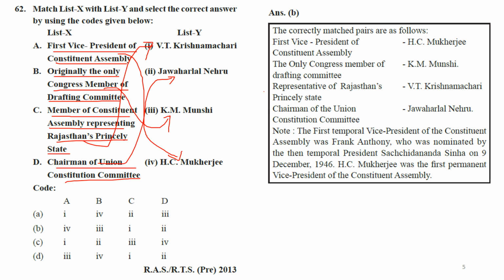You can read the same thing here. The first temporary vice president of Constituent Assembly was Frank Anthony, who was nominated by the then temporary president Sachchidananda Sinha in December 1946. H.C. Mukherjee was the first permanent vice president of the Constituent Assembly. So the answer is B.